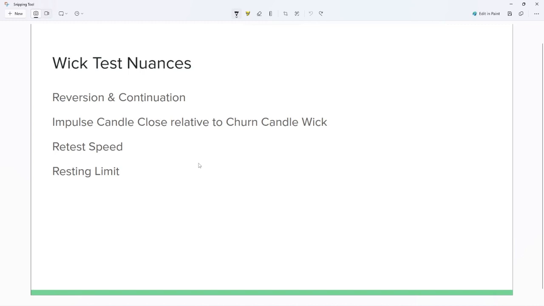Another thing that I alluded to briefly in our examples is the impulse candle close relative to the churn candle wick. If you're getting a churn candle where it has a massive wick in the direction of the impulse, it doesn't allow the impulse to shine. You really don't want to take something like this. Realistically, you want the wick to be pretty small relative to the impulse and somewhere around the same size as the churn candle.